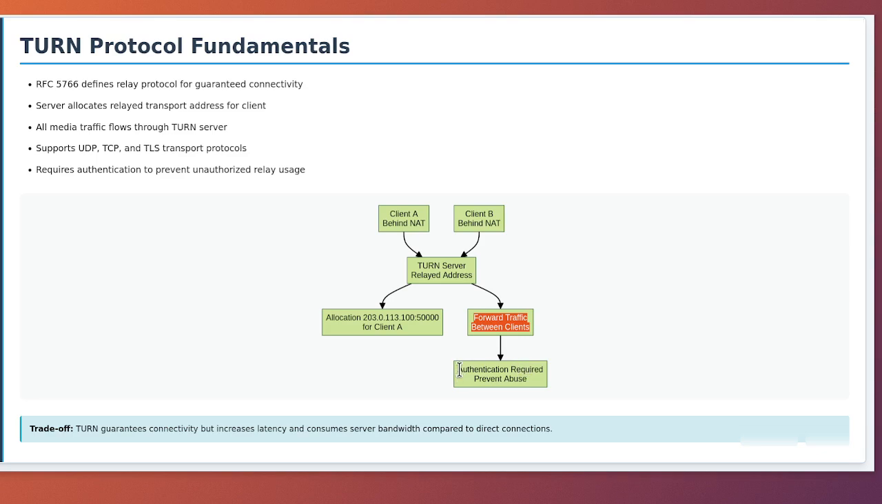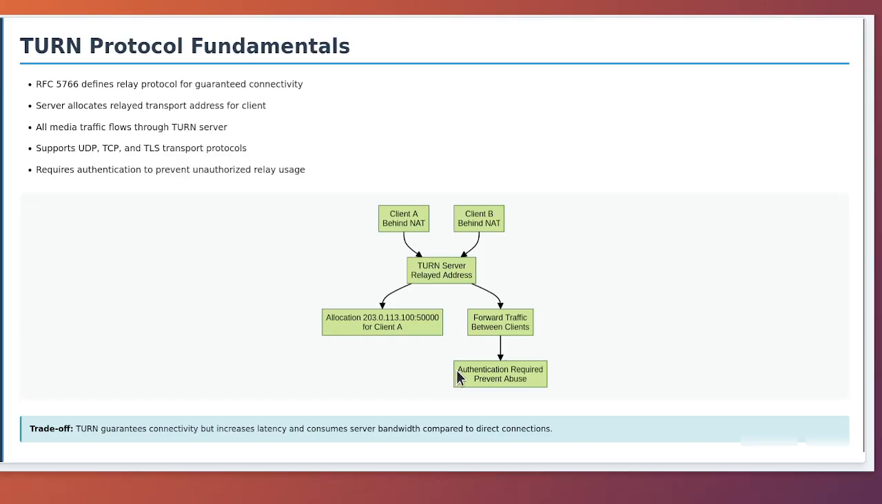TURN supports multiple transport protocols. The communication between the client and the TURN server can occur over UDP, TCP, or TLS, depending on what the network allows. Similarly, the relayed traffic between the TURN server and peers can use UDP or TCP. This flexibility is crucial because some enterprise firewalls block UDP entirely, allowing only TCP traffic. TURN's ability to relay between different transport protocols, such as receiving data via TCP from a client and forwarding it via UDP to a peer, makes it extremely versatile.